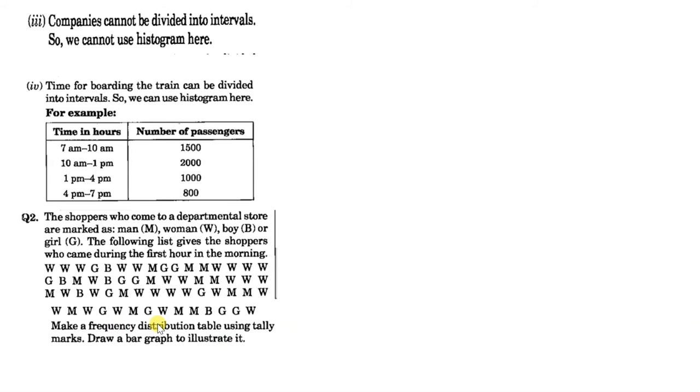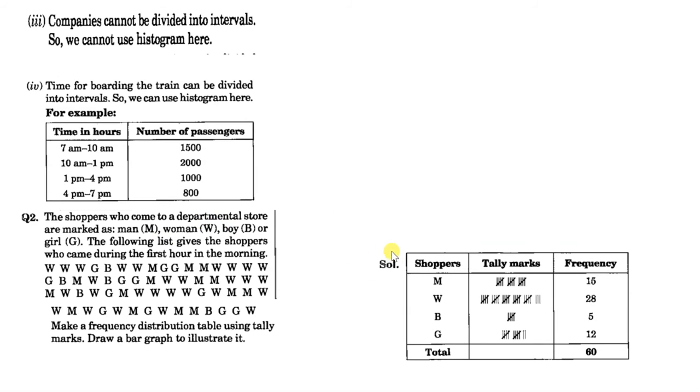So first of all, we will make the frequency distribution table. We have categorized into 4. So in the first column, we will write the shoppers, man, woman, boy, and girl. Then the next column will be of tally marks, and the last one will be of the frequency.